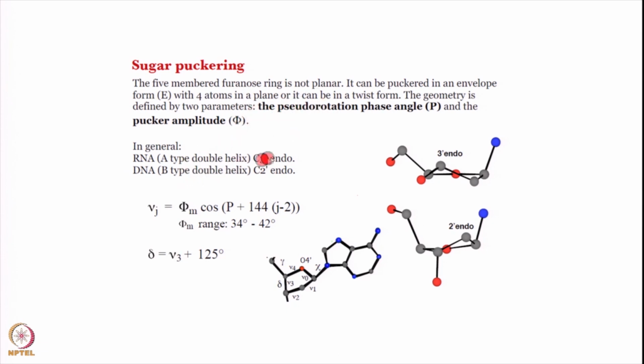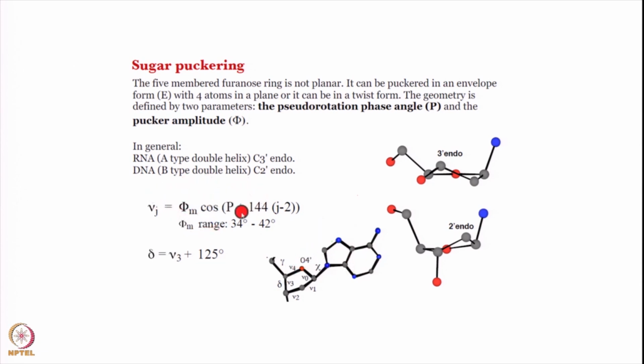The north corresponds to the C3 prime endo geometry, which is the center of the north region, and this happens in the A type DNA helix or in the RNAs, and in the B type double helix you have the C2 prime endo geometry. These are characteristically shown here. How do they look? The sugar pucker is in this way. And then you have the glycosidic torsion angle here, which determines how the base is oriented with respect to the sugar ring. Okay.